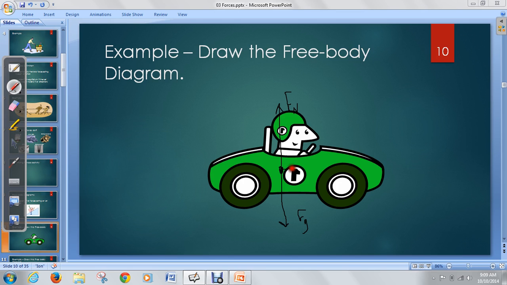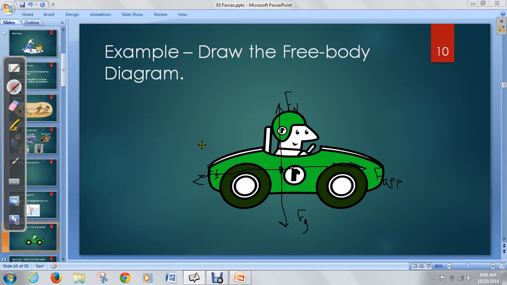Then we also have the force of the car engine, or the force applied, you could say. The force of the car engine pushing the car forward. And we also have the force of friction. Hopefully you can read that. Force of friction pushing the car back.